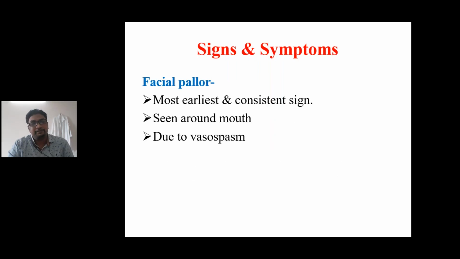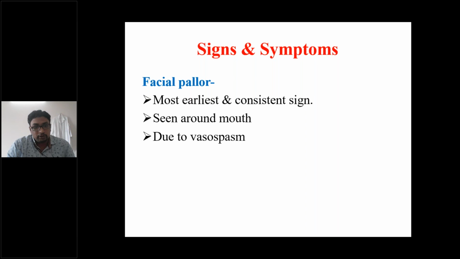What are the signs and symptoms? Very, very important: facial pallor. The first sign and symptom is facial pallor. Pallor is a symptom of anemia. If anybody is anemic, then the person will look pale. Why is there anemia? We have known that it inhibits heme synthesis, hemoglobin synthesis. Because heme synthesis is inhibited, there is anemia, so the person will look paler. Facial pallor is the earliest and most consistent sign. Very, very important: it is the earliest sign of lead poisoning, that too chronic lead poisoning.